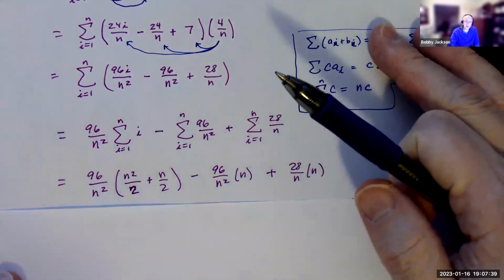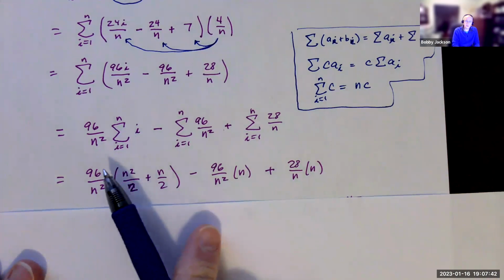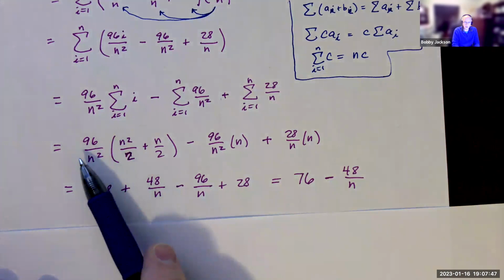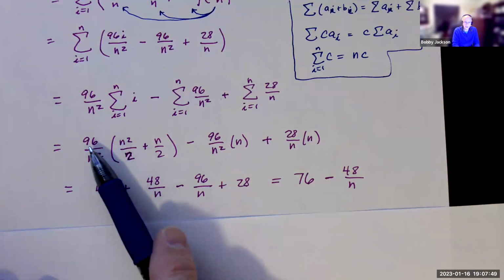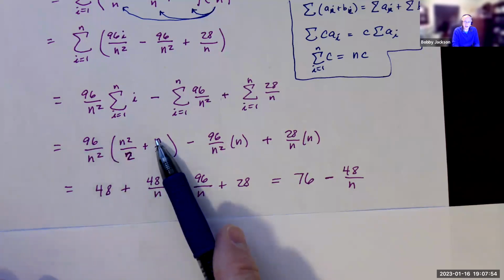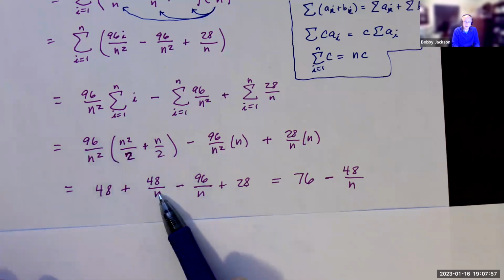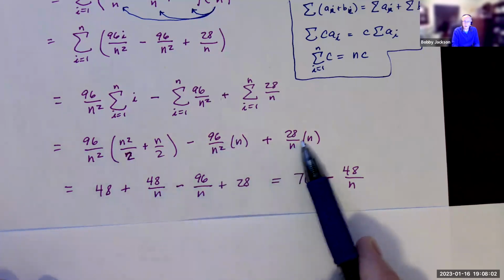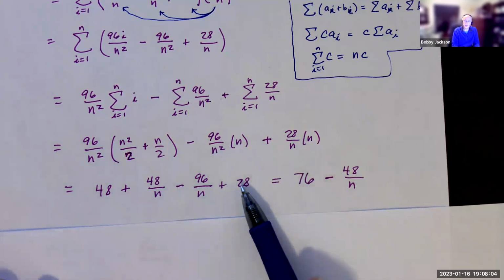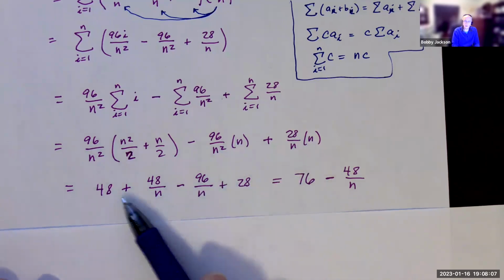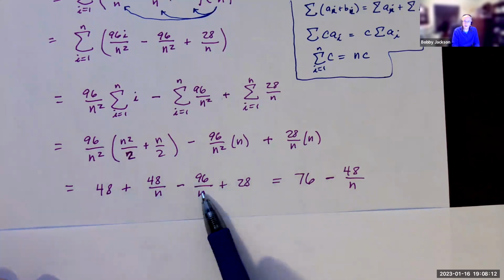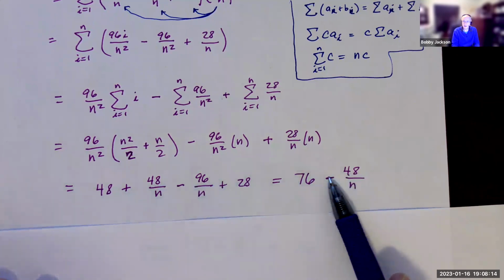Okay, now just a matter of cleaning this up. I'll distribute the 96 over n squared through these two terms. Notice when I multiply the first two, the n squareds cancel. 96 divided by 2 is 48. Here, 96 divided by 2 is 48. I have an n up top, n squared in the bottom. That leaves an n down below. Here, one n cancels, leaving one n down below. Here, both n's cancel, leaving 28. And I'll just go ahead and combine like terms. 28 plus 48 is 76. 48 over n minus 96 over n, same denominator, 48 minus 96, negative 48 over n.